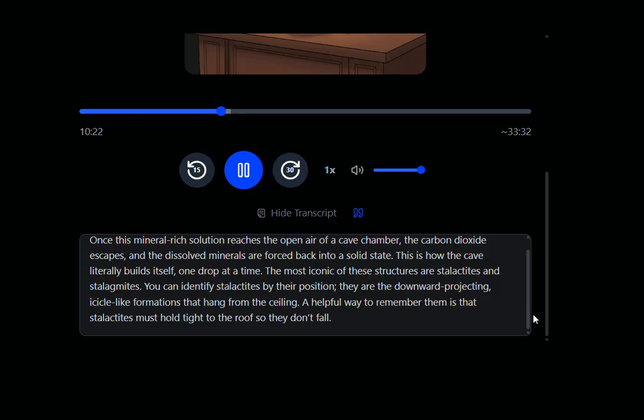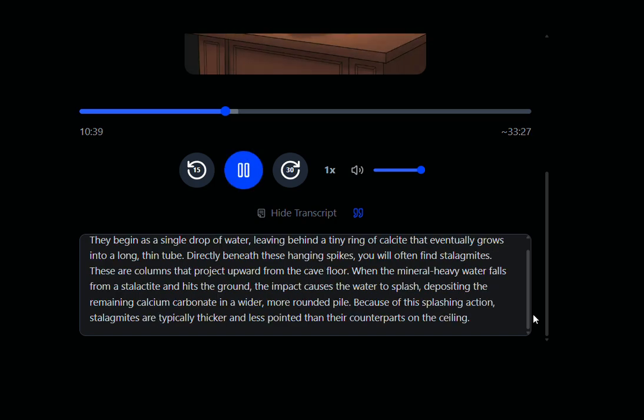The most iconic of these structures are stalactites and stalagmites. You can identify stalactites by their position. They are the downward projecting icicle-like formations that hang from the ceiling. A helpful way to remember them is that stalactites must hold tight to the roof so they don't fall. They begin as a single drop of water, leaving behind a tiny ring of calcite that eventually grows into a long, thin tube.